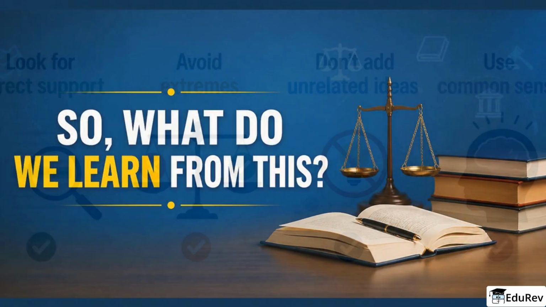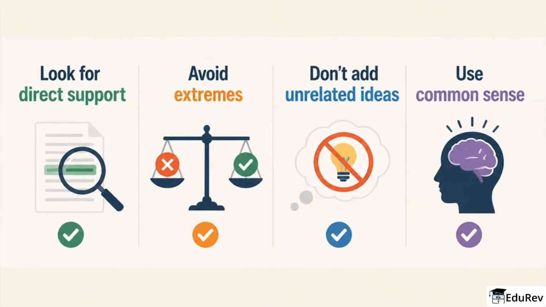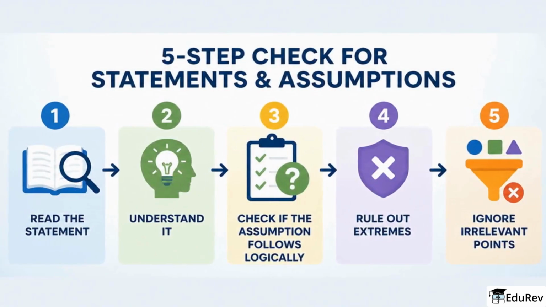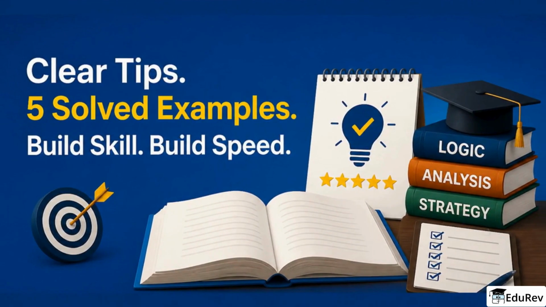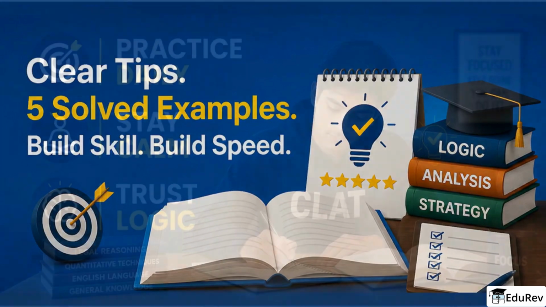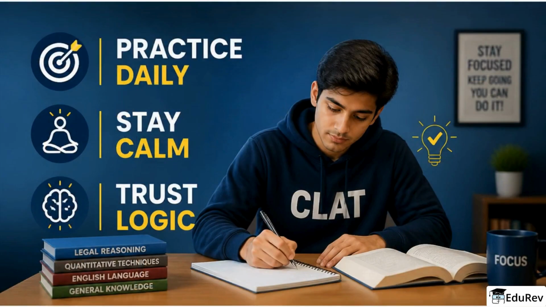So, what do we learn from this? Look for direct support from the statement. Avoid extremes. Do not add unrelated ideas and use common sense. Let us quickly remember the steps. Read the statement, understand it, check if the assumption follows logically, and rule out extremes or irrelevant points. So today we learned clear tips and worked through 5 solved examples to build skill and speed. Keep practicing these rules, stay calm during tests, and logic will guide you.